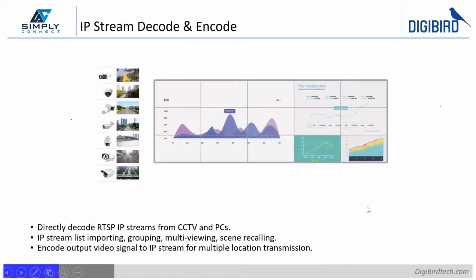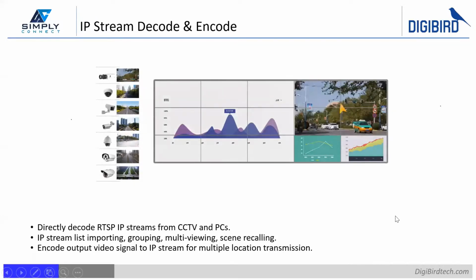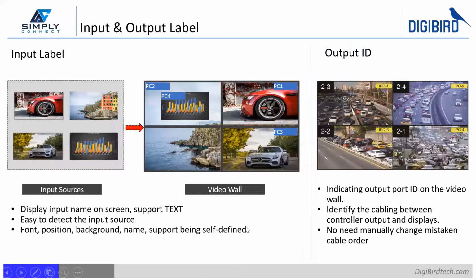This is a feature, and it also supports IP streaming. There's an encoder card and decoder card as well. So let's say a CCTV source, you can also put it as a source. There's also a label for the input, so it's easy for users who want to see where a source is from; you can label the source, and you can see it on the video wall. Also during configuration, they can see which output port the panel is actually connected to. It's very useful when we first deploy the video wall.